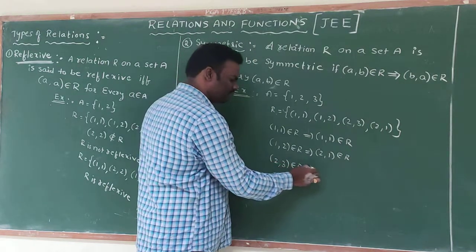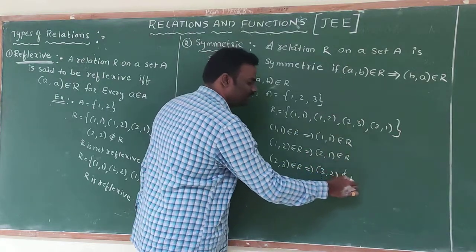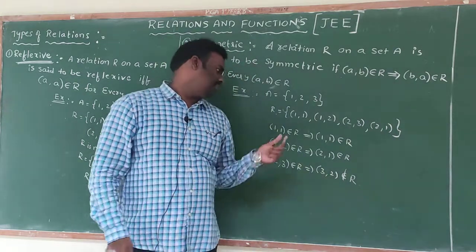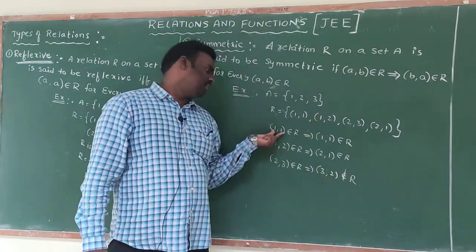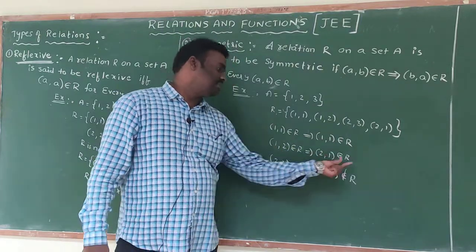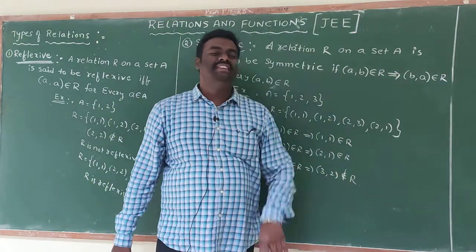What is the reverse of 2 comma 3? 3 comma 2. But 3 comma 2 is not there. But here, students, what is the confusion? Sir, if you take the first pair and second pair, 1 1 is there, reverse 1 1 also is there, 1 2 is there, reverse 2 1 is there. But here 2 3 is there, but 3 2 is not there.